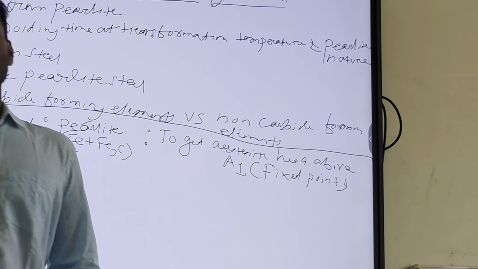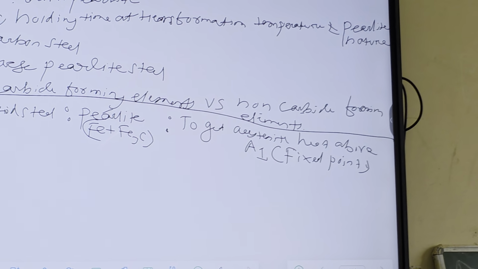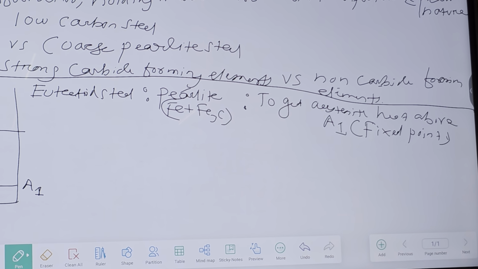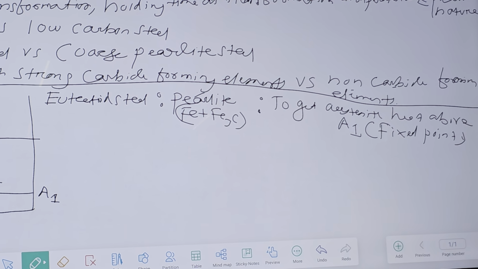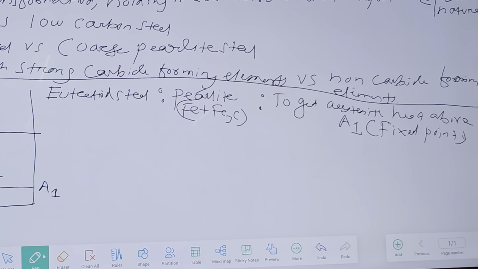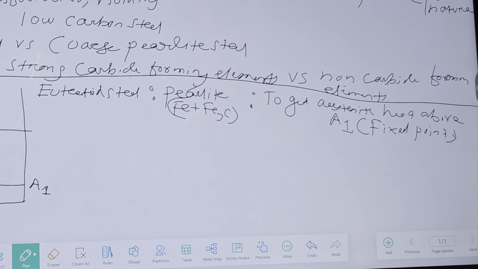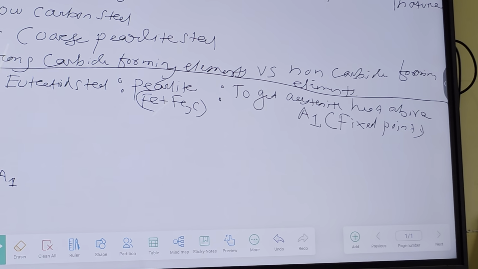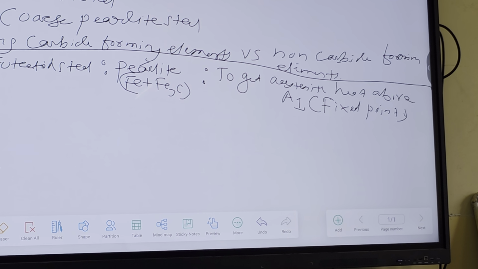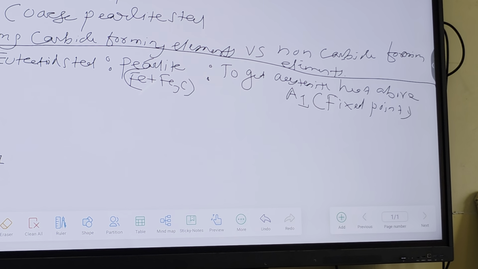Or in other words, the initial phase in eutectoid steel will transform into austenite at a fixed temperature, just above a fixed temperature. That is A1. But in the case of hypo and hyper, just see, is this the same? There is a range. Very good. That means this is eutectoid. You just reach here and you will get austenite completely.